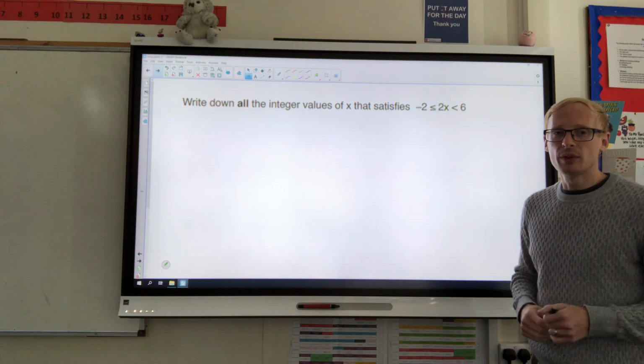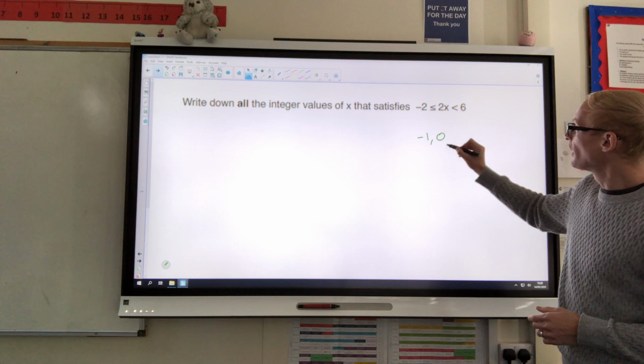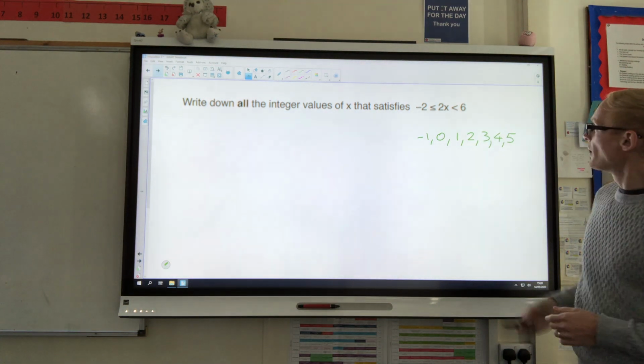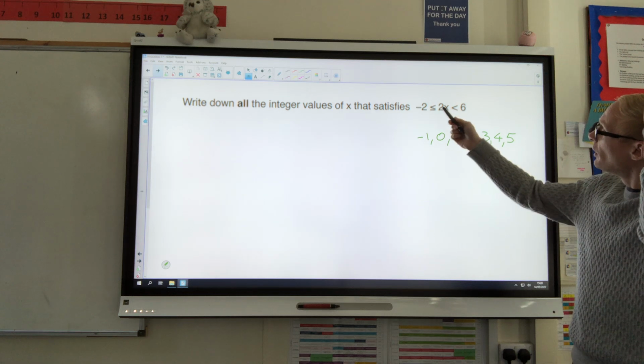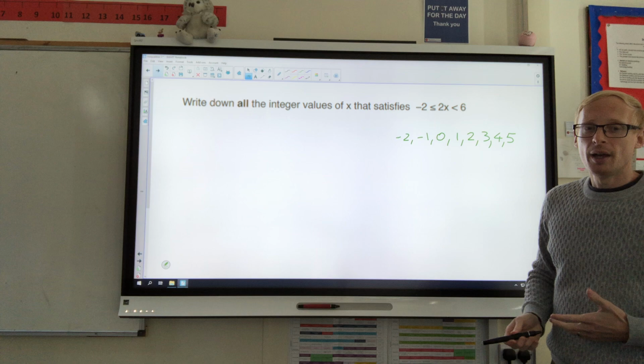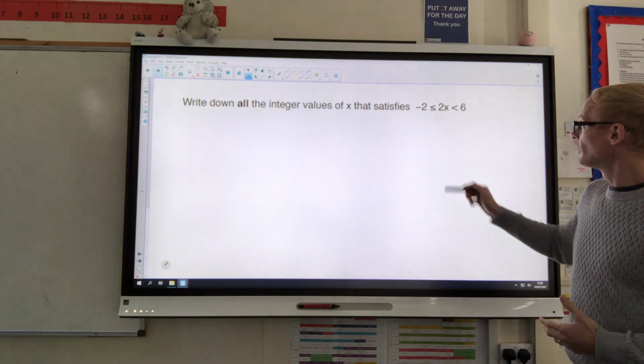Okay, and you need to be careful with that because a lot of people will look at that and just straight away start listing values and say, right, okay, the numbers in between -2 and 6 are these numbers, I can have that, right, I'm done. Okay, but that's not the answer, okay, because I've got 2x here.